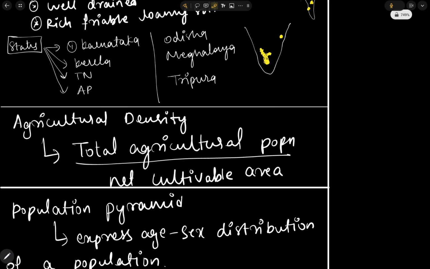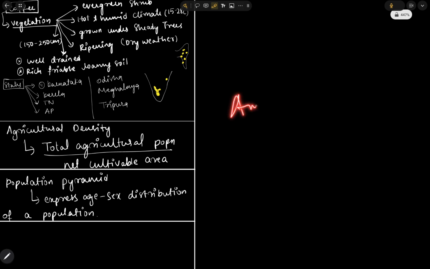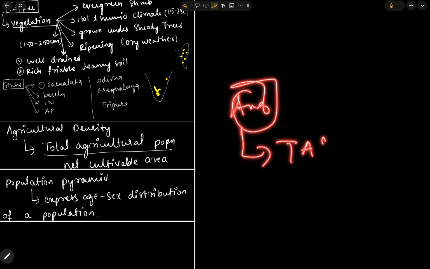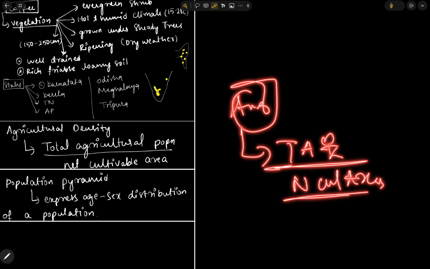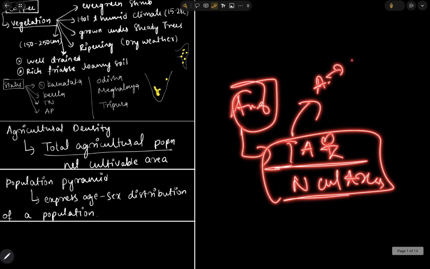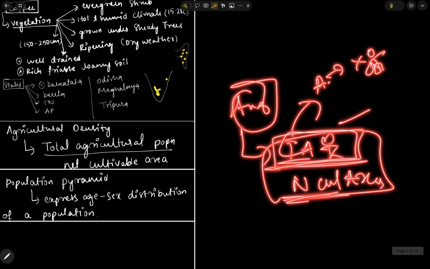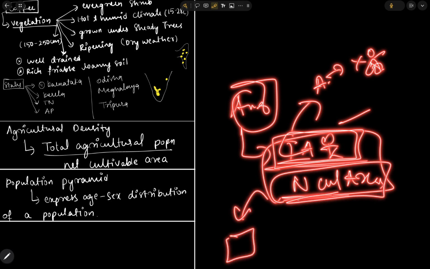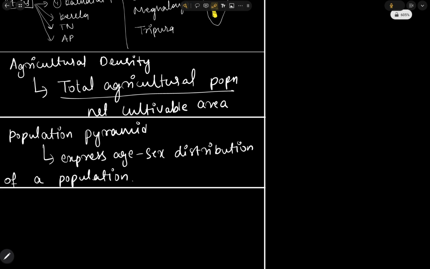Okay. Next we have the agriculture density. Agriculture density is the total agriculture population divided by the net cultivable area. Here, in calculating agriculture density, you are not including the total population; we are including the total agriculture population. And also we are not including the total area; we are including the net cultivable area. So this is what we need to focus on.